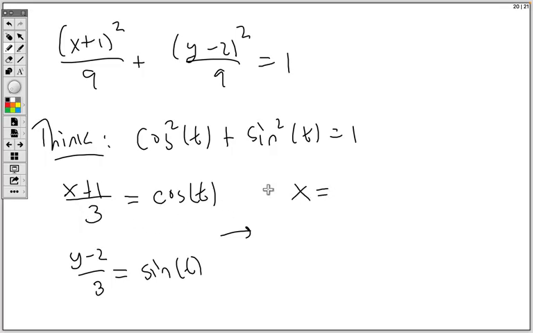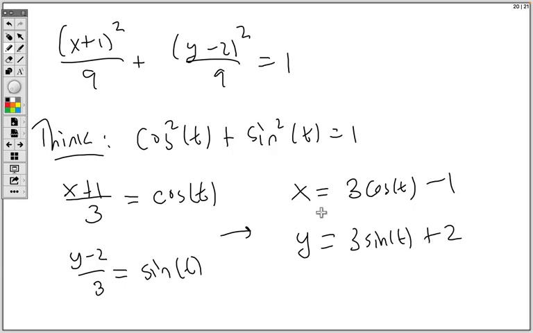So I'd be multiplying by 3, and then subtracting 1, multiplying by 3, and then adding 2. And if we want to go once all the way around the circle counterclockwise, right, I'd let t run from 0 to 2 pi.